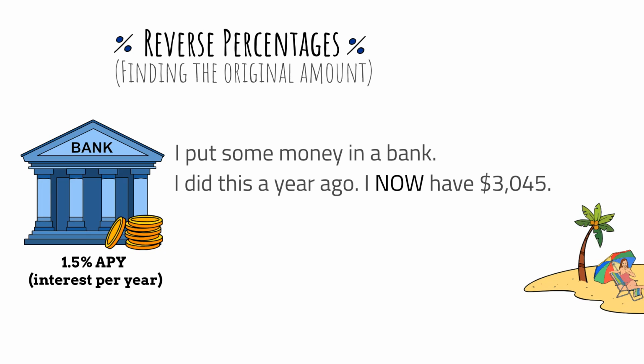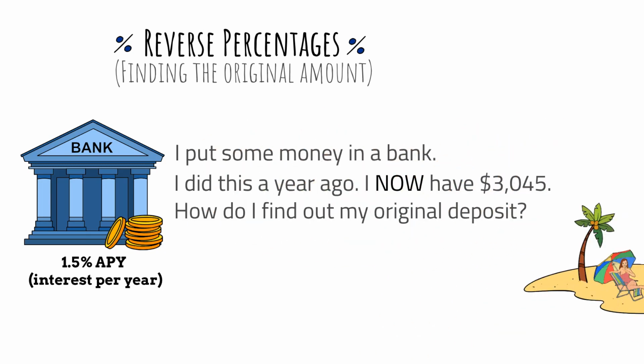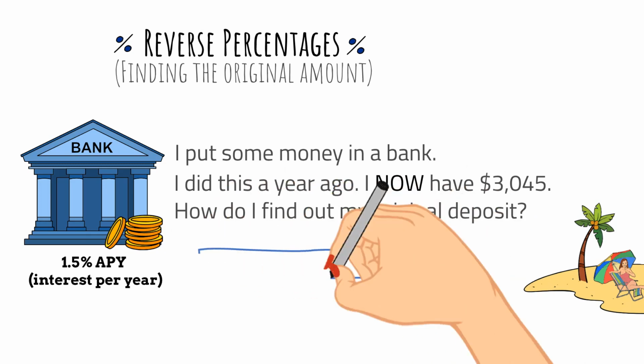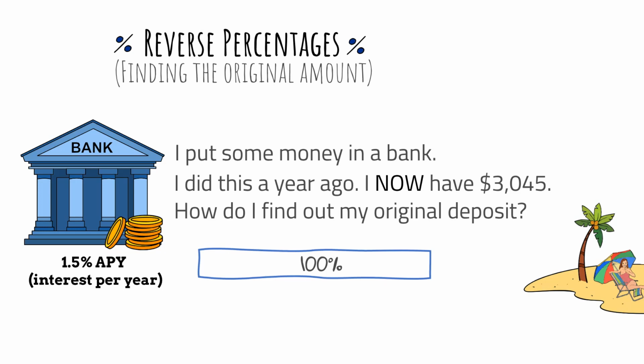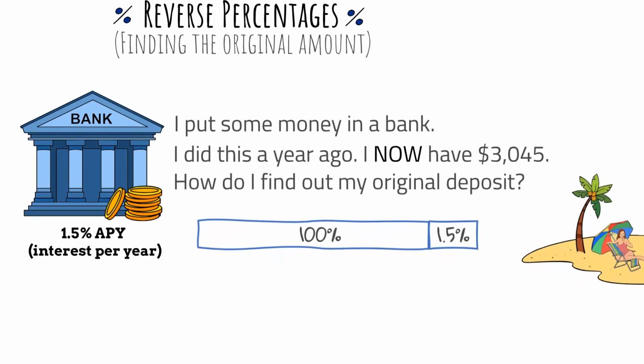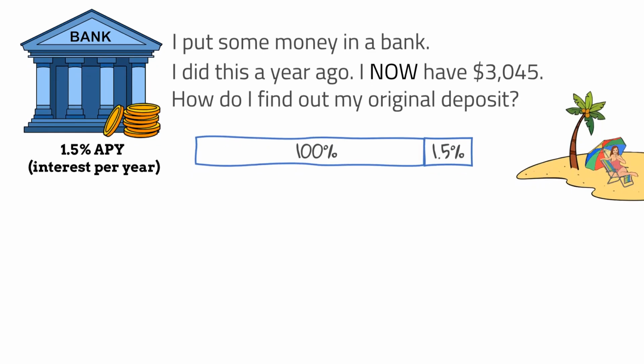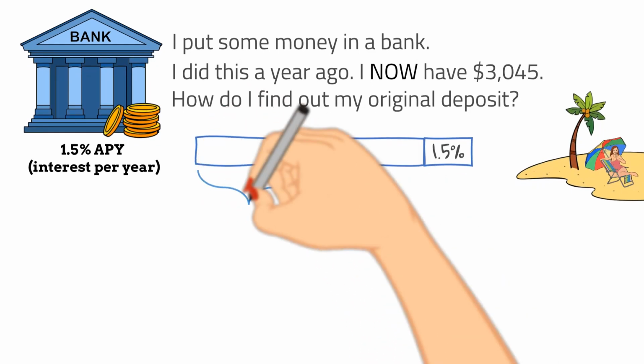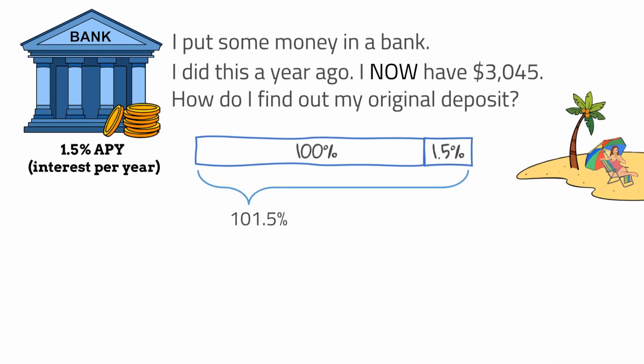How do I find out my original deposit? Let's see this visually again. I have my original deposit, which is 100%, and now I have an extra 1.5% on top of that. Well, altogether, that gives me 101.5%. As a multiplier, this is 1.015.